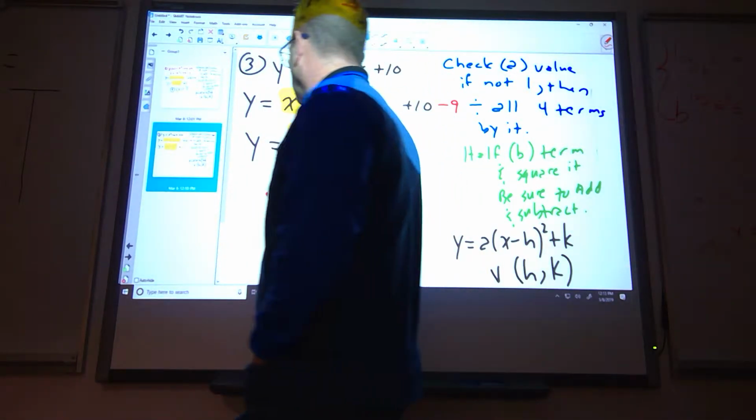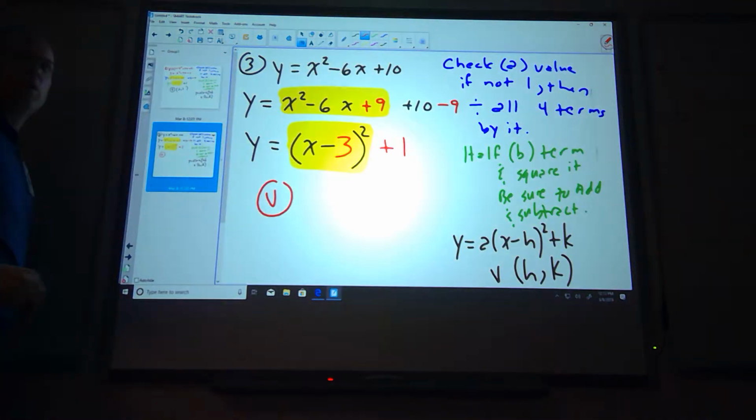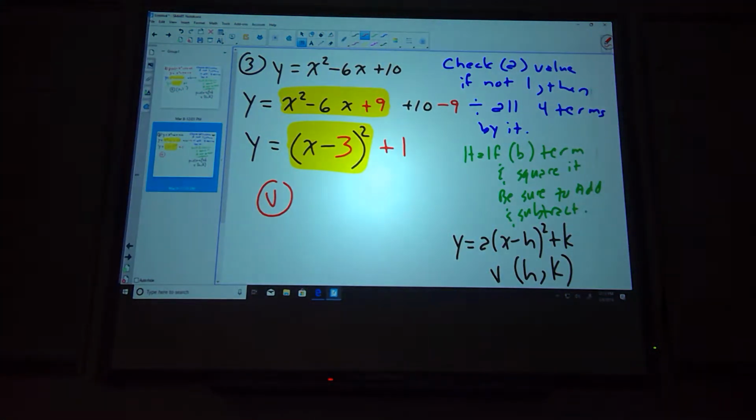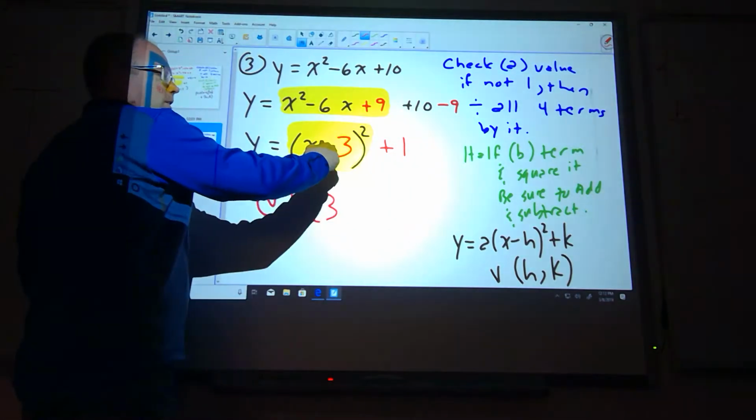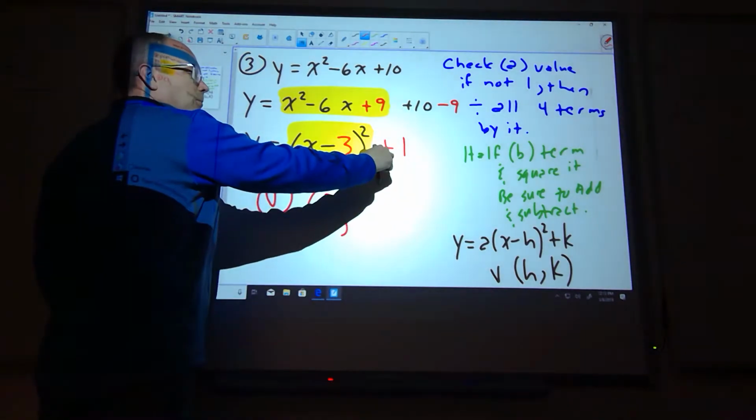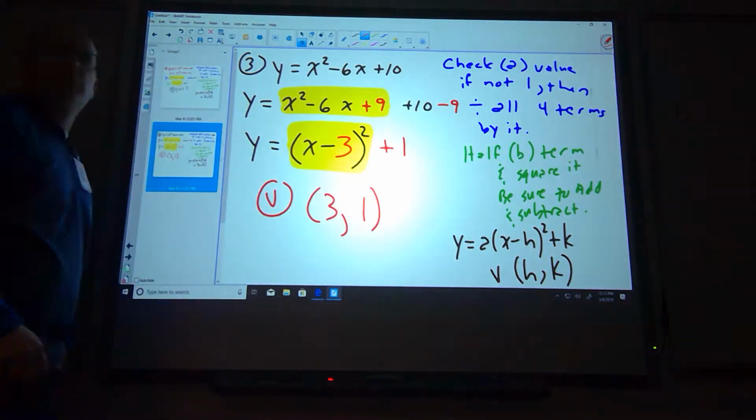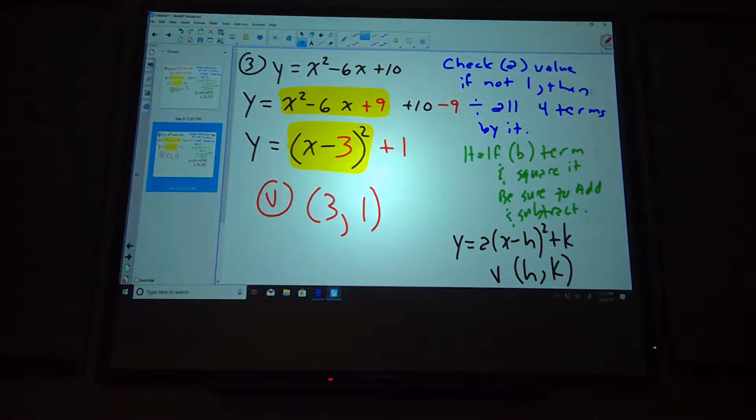What's my vertex? Brooke? 3 comma 1? Yeah. Perfect. So it's opposite inside. Because it was a negative 3 here, it has to be positive here. That's a positive 1. It stays the same sign. There's my vertex. So again, it's the same type of routine. You're doing it over and over again. It's just you're using different numbers.